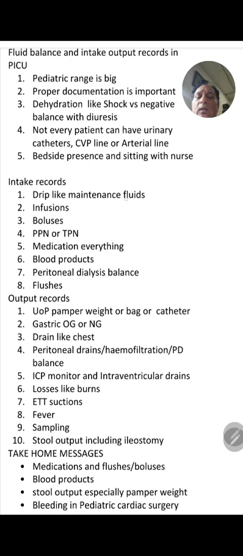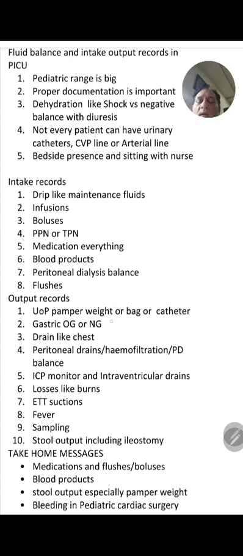We need to calculate all drips, including maintenance fluid. We have to keep in mind all infusion, boluses, partial or total parenteral nutrition fluids. All medication need to be included, blood products, and even if someone is on peritoneal dialysis, we need to know the fluid, whether patient is positive or negative regarding PD. Also, we need to count all flushes.